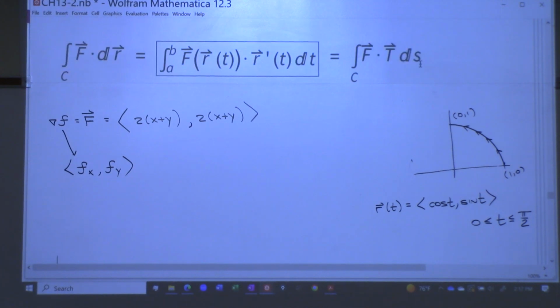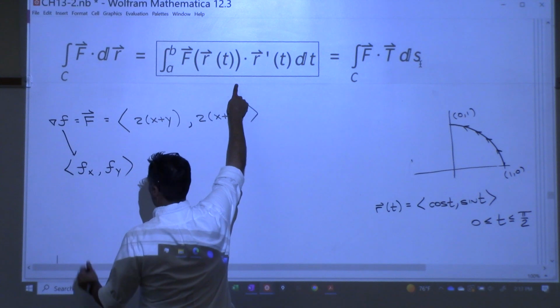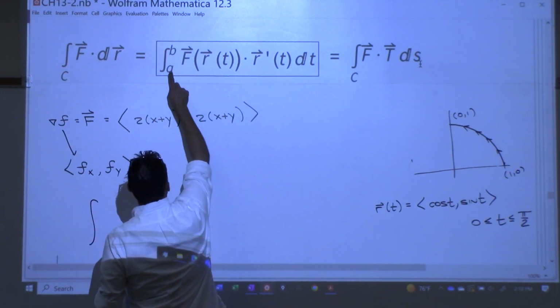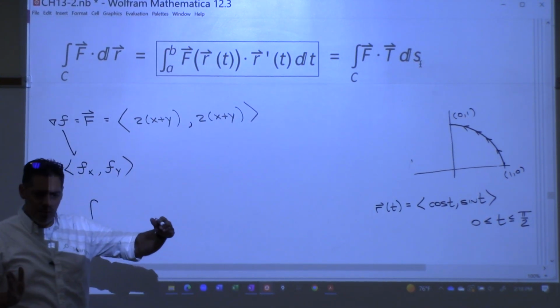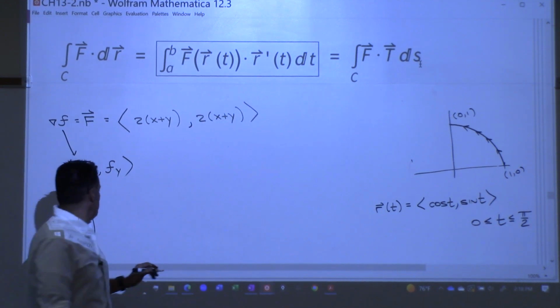Moving this down just a little bit. Okay, so here's what I'm going to do. I'm going to do the integral from a to b. Now, a to b are the limits for the variable t that draws the curve, right? So that's going to be 0 to pi over 2.